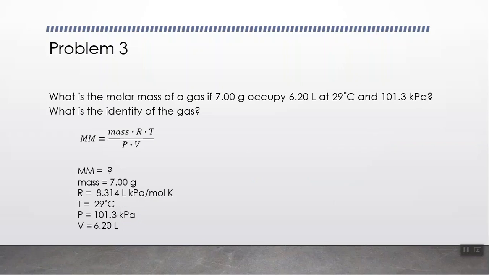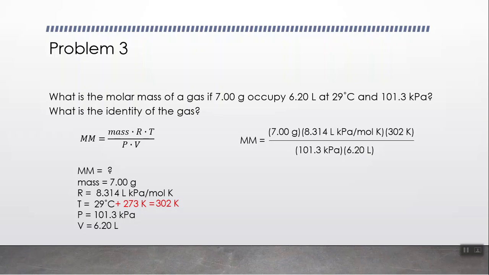So once we have all this, let's look through it and see if we need to do any conversions prior to setting it up. If you look at temperature, it's in Celsius, so we want to go ahead and change that to Kelvin. Let's add 273, and we get 302 Kelvin. So we're going to plug that all in, and like units will cancel out.